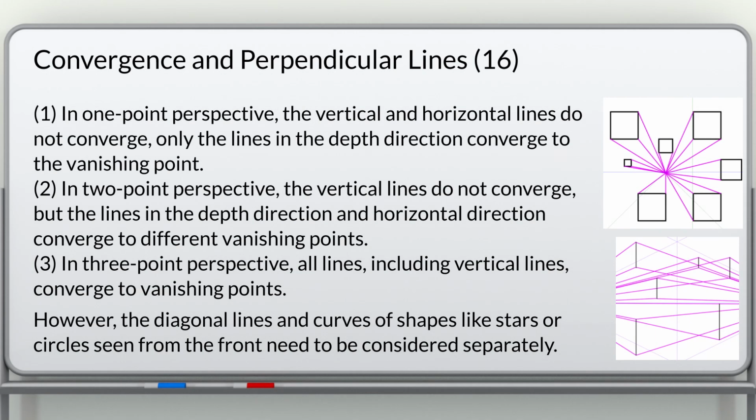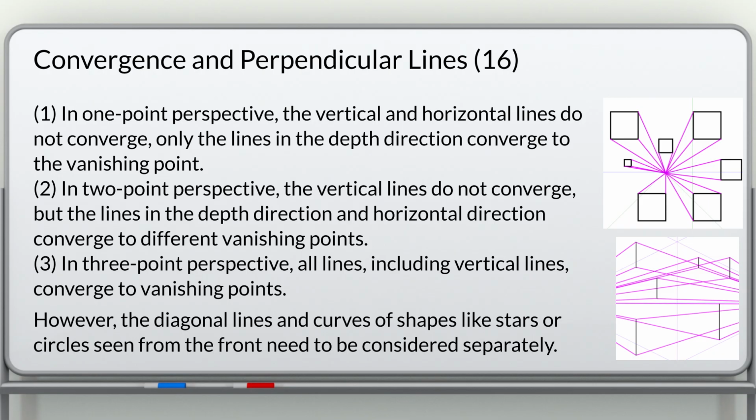In 1-point perspective, the vertical and horizontal lines do not converge, only the lines in the depth direction converge to the vanishing point. In 2-point perspective, the vertical lines do not converge, but the lines in the depth direction and horizontal direction converge to different vanishing points. In 3-point perspective, all lines, including vertical lines, converge to vanishing points.